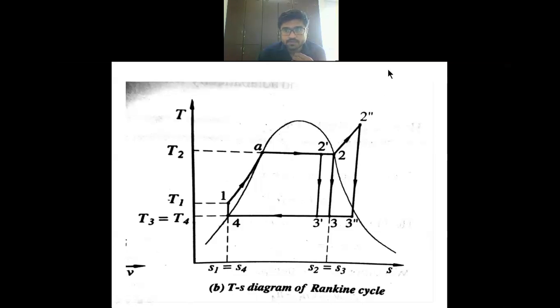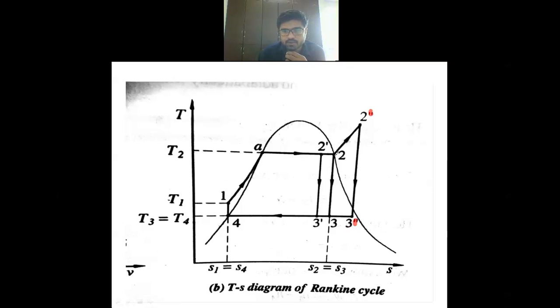So here you can see that today we are going to discuss this cycle 1, 2 dash, 2 double dash, 3, 4 and 1. So this cycle we will discuss today. But just for simplicity, we will not consider that 2 dash; we will call it 2, and we will call the next point 3 for our example. Clear? So this is basically known as the superheating condition.